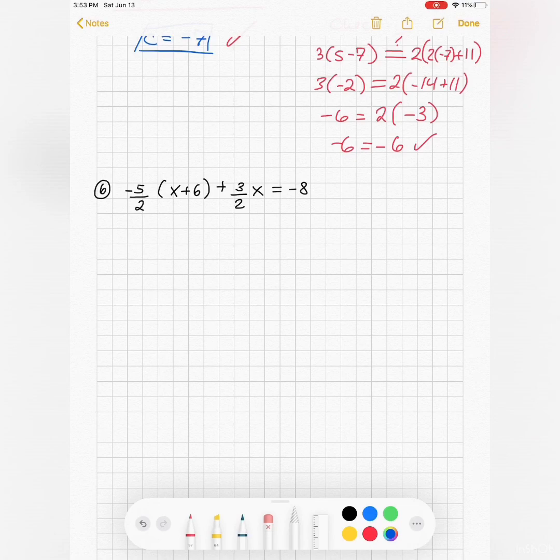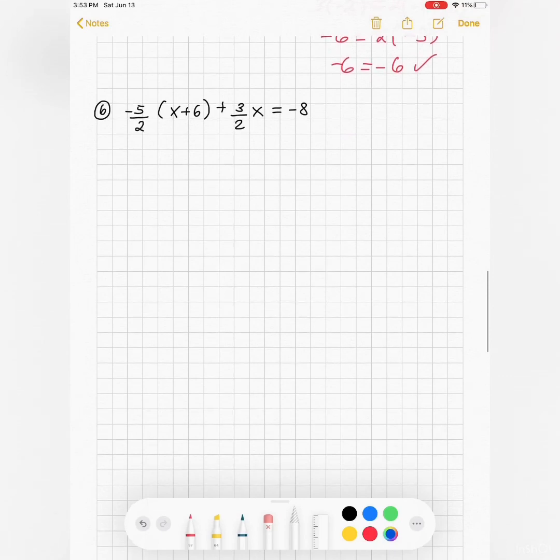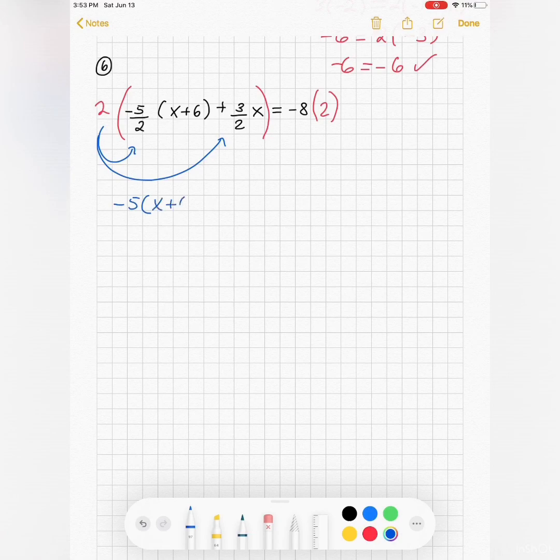Okay, what to do for this one? So I have a couple ideas for this one. I think for this one, what I might do is I might multiply the whole equation on both sides by 2, because I notice the denominators here, those 2's. So what if I start by multiplying the whole equation on both sides by 2? So I multiply both terms, so then I just have -5 times x plus 6 plus 3x equals -16.